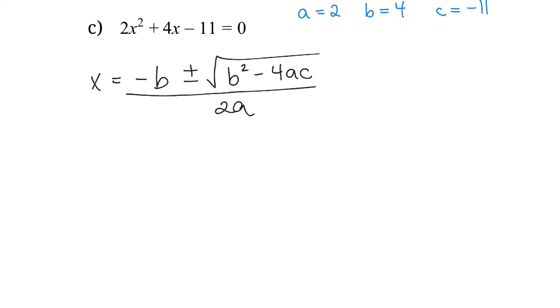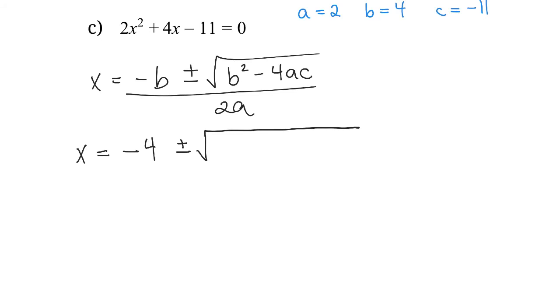on the screen. So in the place of the A's, B's, and C's that we see in the formula, we're going to use the numbers that we identified up here on the top of our page. All right, so if I input them, I'm going to have x equals, I have a negative sign, and then I'm going to put in my B value of 4. Got a plus and a minus sign. Then I've got a square root. Make sure you extend that square root out a little bit.